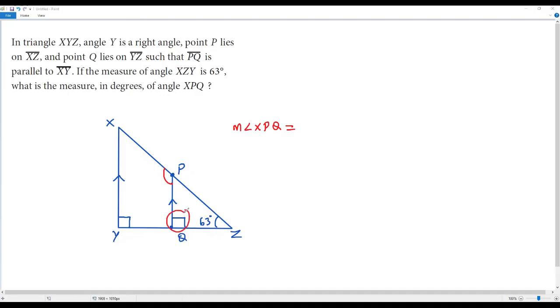We know that the measure of this interior angle is 90 degrees and the measure of this interior angle is 63 degrees. So according to the exterior angle theorem, the exterior angle of a triangle is equal to the sum of the two remote interior angles. When I add this 90 degrees and 63 degrees, I am getting 153 degrees. Here I got the measure of angle XPQ, that is 153 degrees.